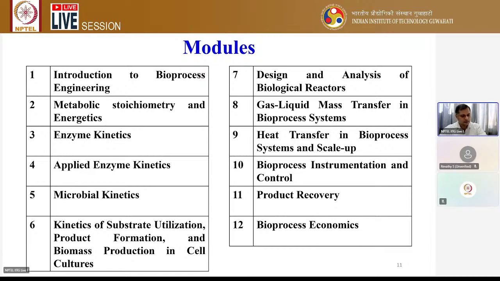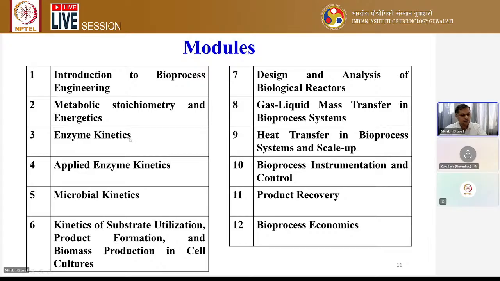The next topic was what those biological agents are which are relevant in bioprocess engineering to convert a substrate to product. So it includes enzymes and microbes. In addition, there are also mammalian cells and plant cells, but mostly microbial bioprocessing is much more common. So we started module 3 with enzyme kinetics.